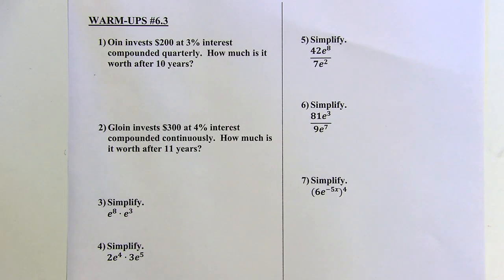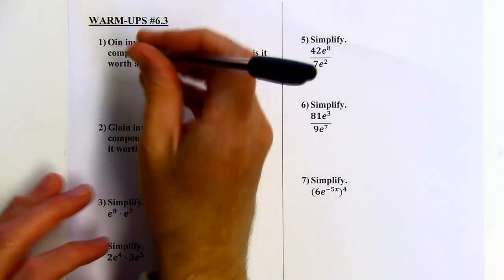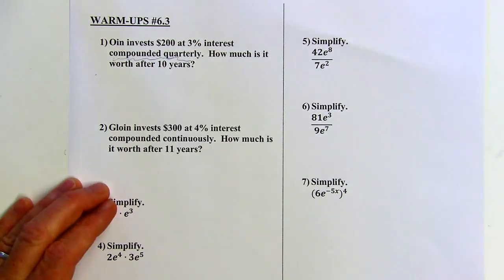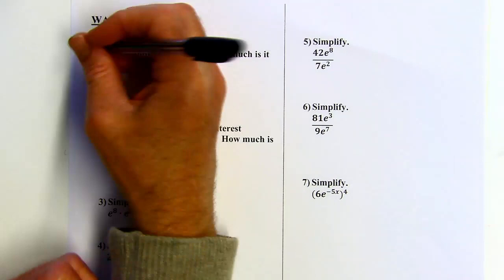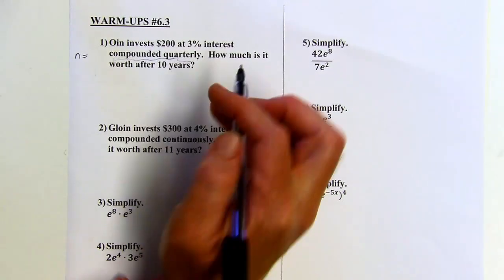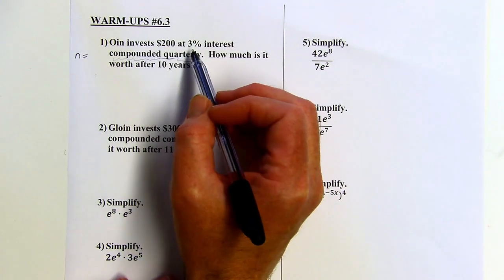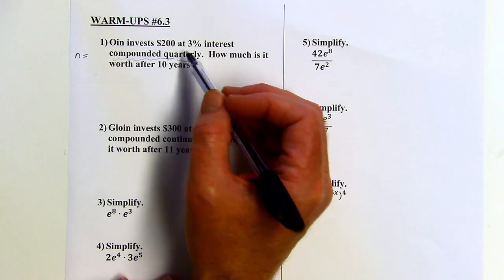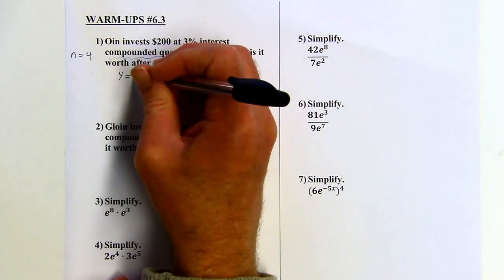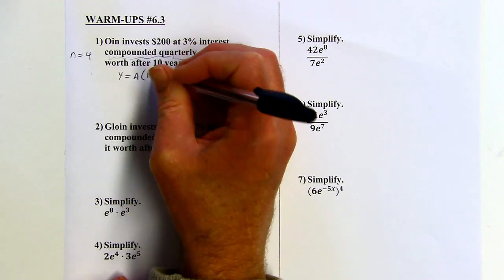Okay, here's warm-up 6.3. OIN invests $200 at 3% interest, compounded quarterly. So this little phrase is important because it's going to direct me to the right formula to use. Compounding quarterly means that 4 times per year we're adding the 3% of the money back into the pot. So that means we need the formula that has n's in it.